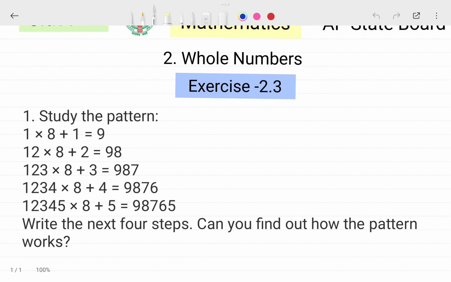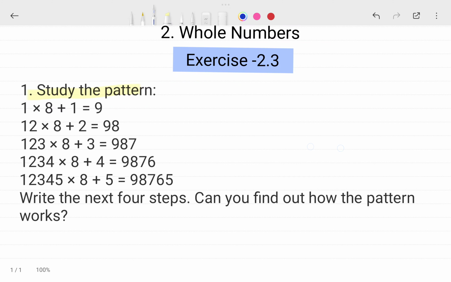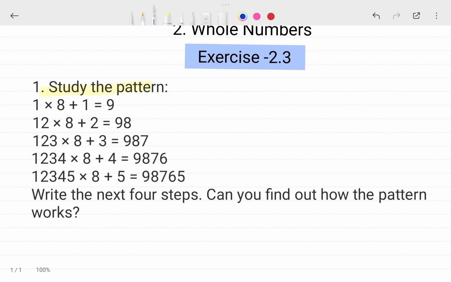So the first question is telling us to study the patterns. We have to observe the patterns. If you look at this pattern, how is it working? It starts with 1, then 1 2, then 1 2 3, then 1 2 3 4, then 1 2 3 4 5. This pattern is going like that.